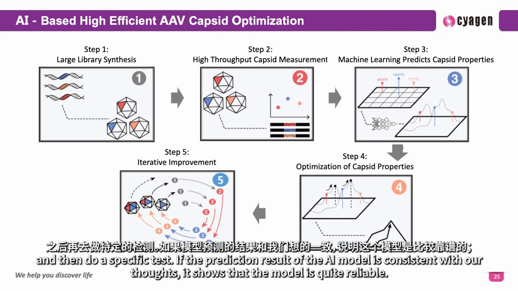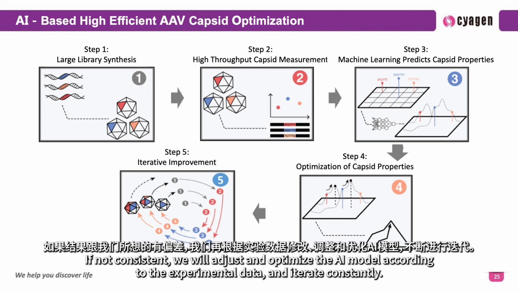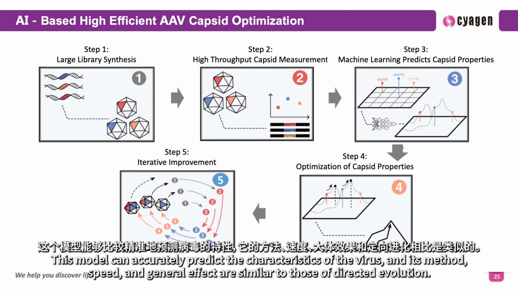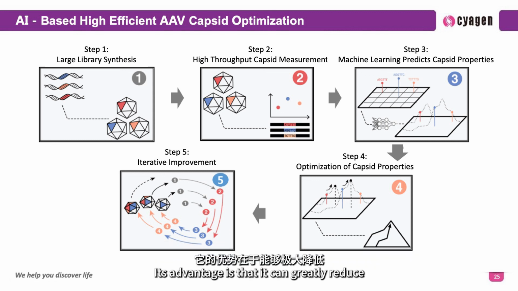If the prediction result of the AI model is consistent with our thoughts, it shows that the model is quite reliable. If not consistent, we will adjust and optimize the AI model according to the experimental data, and iterate constantly. This model can accurately predict the characteristics of the virus, and its method, speed and general effect are similar to those of directed evolution. Its advantage is that it can greatly reduce the cost and time of screening.